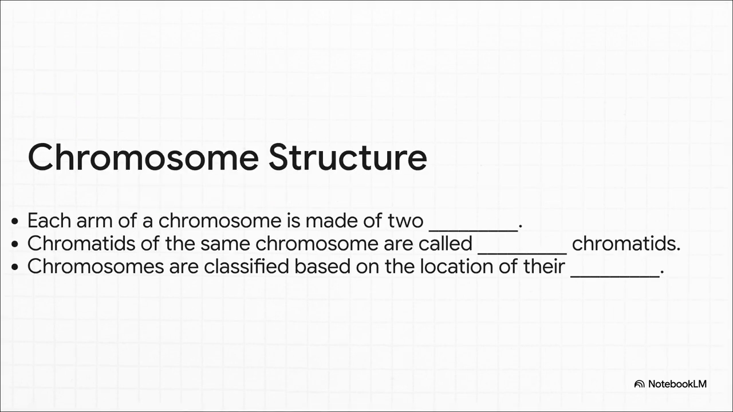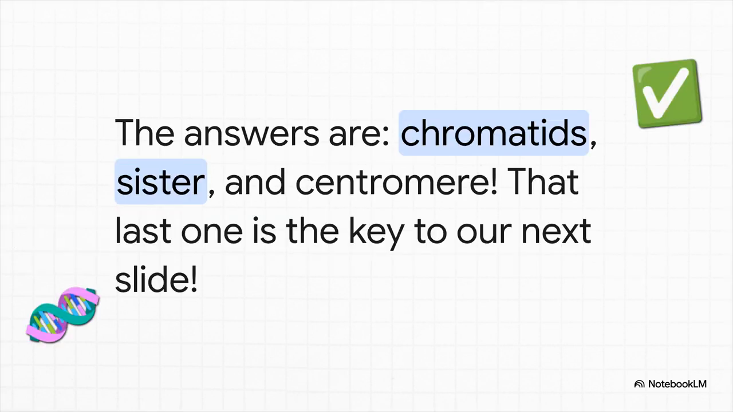All right, let's zoom in a little bit on the chromosome itself. It's not just a single little strand, especially when it's ready to divide. What are its different parts called? And what's that crucial little point that holds it all together? Okay, the answers you were looking for are chromatids, sister chromatids, and the centromere. So when a chromosome copies itself, you get two identical arms, those are the sister chromatids, and they're joined together at that central spot, the centromere.